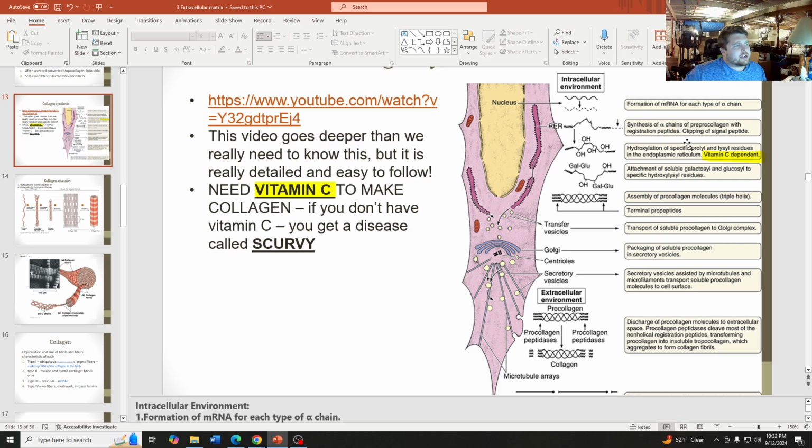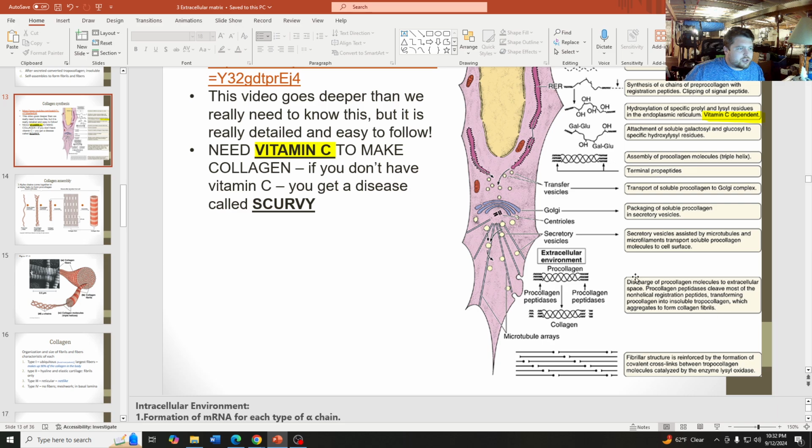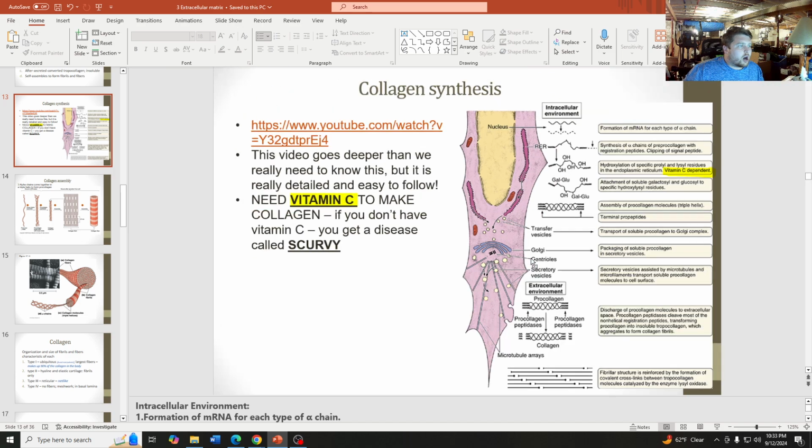So I should clarify. This first one is the alpha chains of pre-pro collagen. So we make all 3 of the alpha chains. We use vitamin C to finish all of that whole process. And then we take 3 of those chains and we fold them all together to make what is known as a triple helix. This then goes to the Golgi complex. What does the Golgi complex do? It's the FedEx store. It packages it and sends it out to where it needs to go. It is secreted, and it's assisted by microtubules and microfilaments to get to the cell surface. And then it gets discharged out of the cell to then be used to form full-blown collagen.